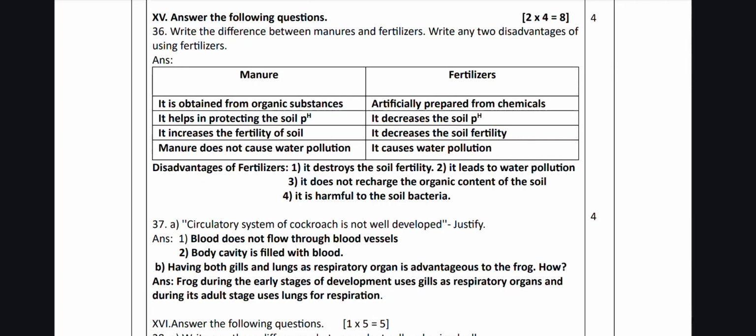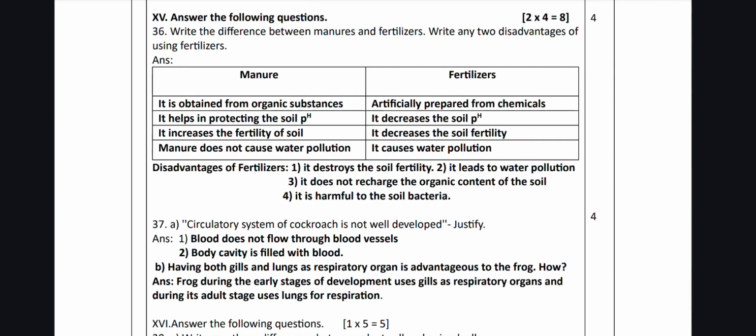So the nutrient value of the soil will increase, the water holding capacity of the soil will increase, and the micro minerals and the macro minerals of the soil also will increase. So because of that, the top soil will be very enriched with nutrients, and the plants will grow very well. So this is called the fertility of the soil, which is helped by the use of manure.